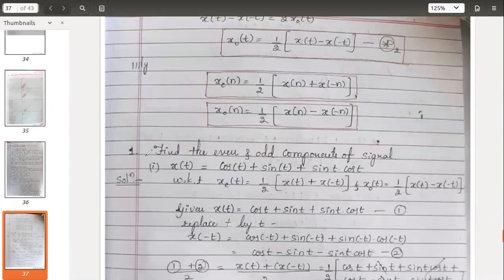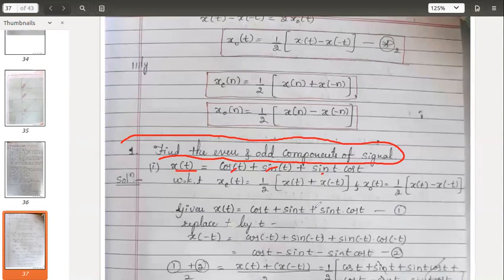This is the first question. Find the even and odd components of the signal. Here the first signal is given to you: x of t equals cos t plus sin t cos t. This is the question. Some x of t signal they have given you in terms of cos and sin. You need to find the even and odd component.